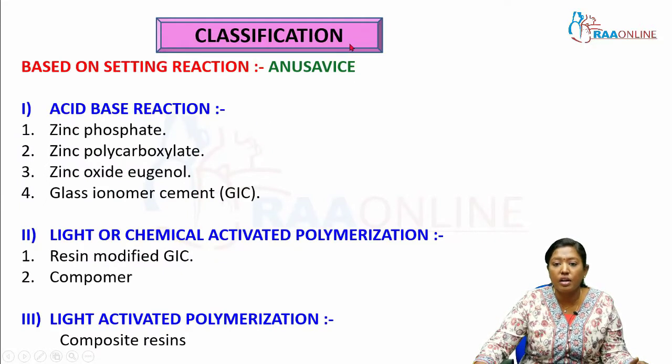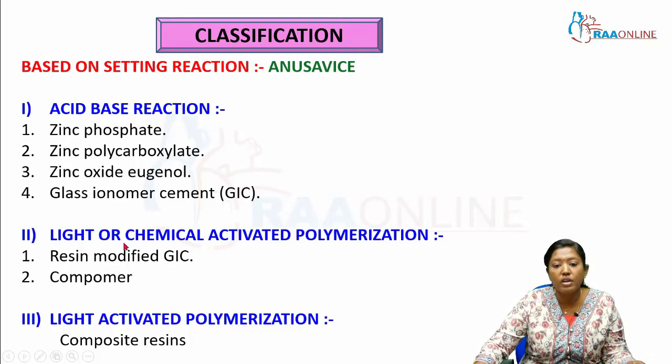Coming to the classification. Based upon the setting reaction, there is one classification in Anusavice's textbook of Dental Materials. So this gives you one classification based on the setting reaction. First one is the acid-base reaction. You can classify the cements based on that. So you have your zinc phosphate, your zinc polycarboxylate, then your zinc oxide eugenol, then your glass ionomer cements. All these four cements fall under the category of setting by an acid-base reaction.